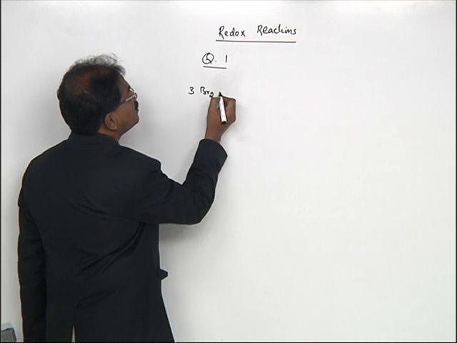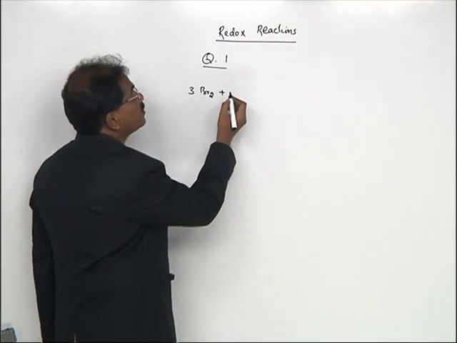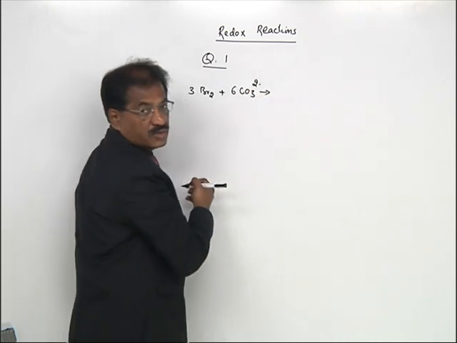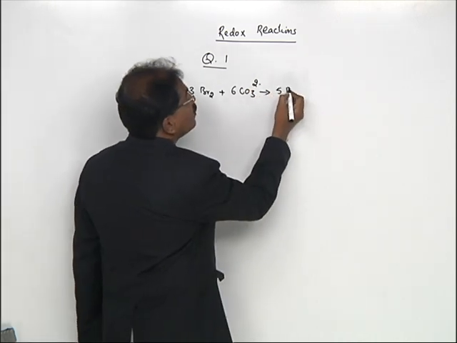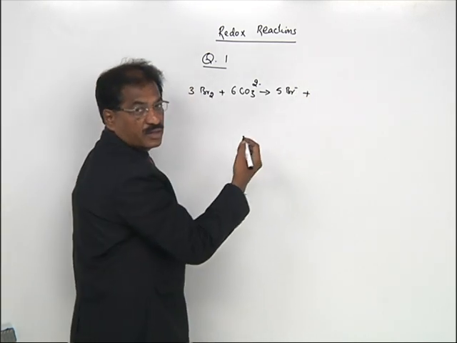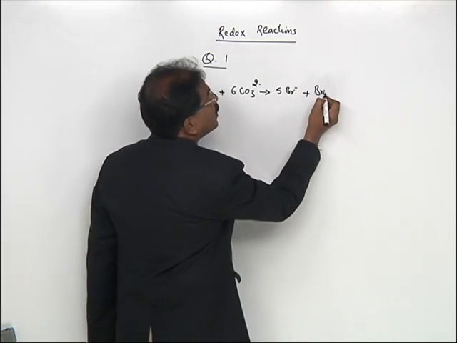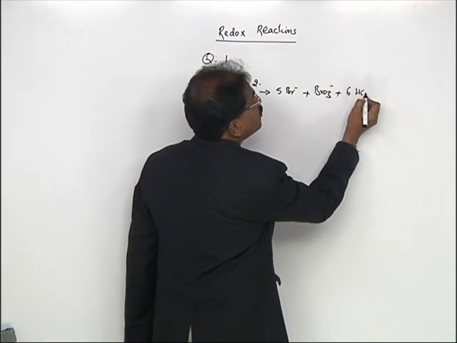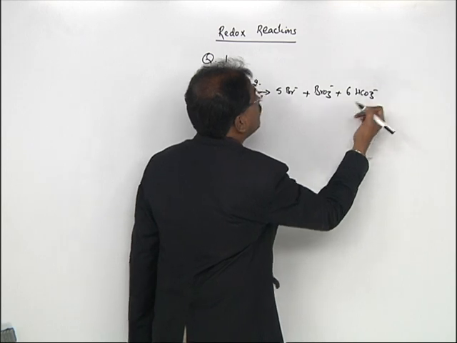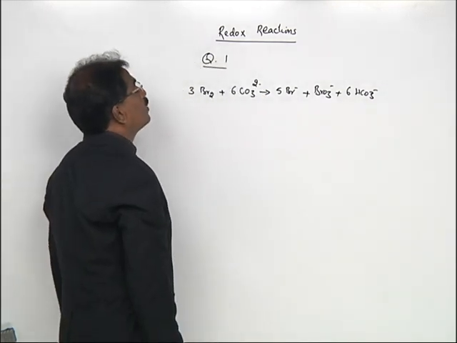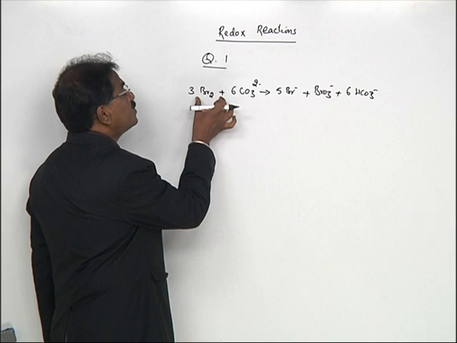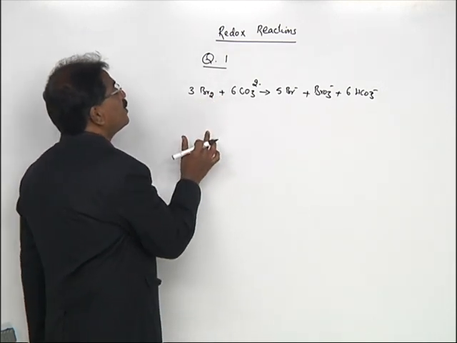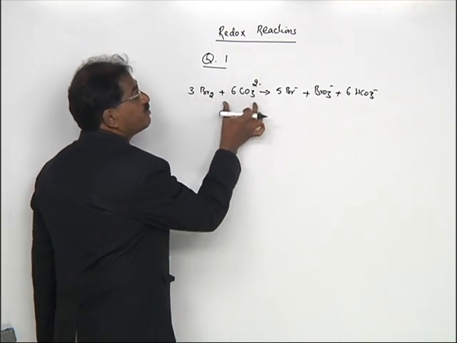The reaction given is 3Br2 plus 6CO3 2- gives 5Br- plus BrO3- plus 6HCO3-. This is the reaction given in the problem. Now we have to identify which atom is undergoing oxidation and which atom is undergoing reduction. For that purpose, you observe the oxidation state of every atom.